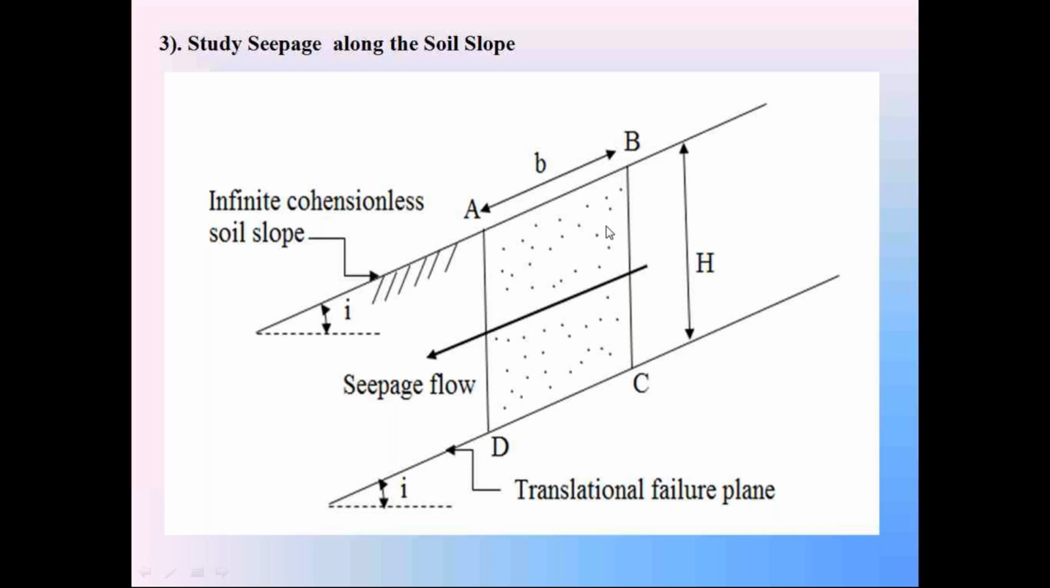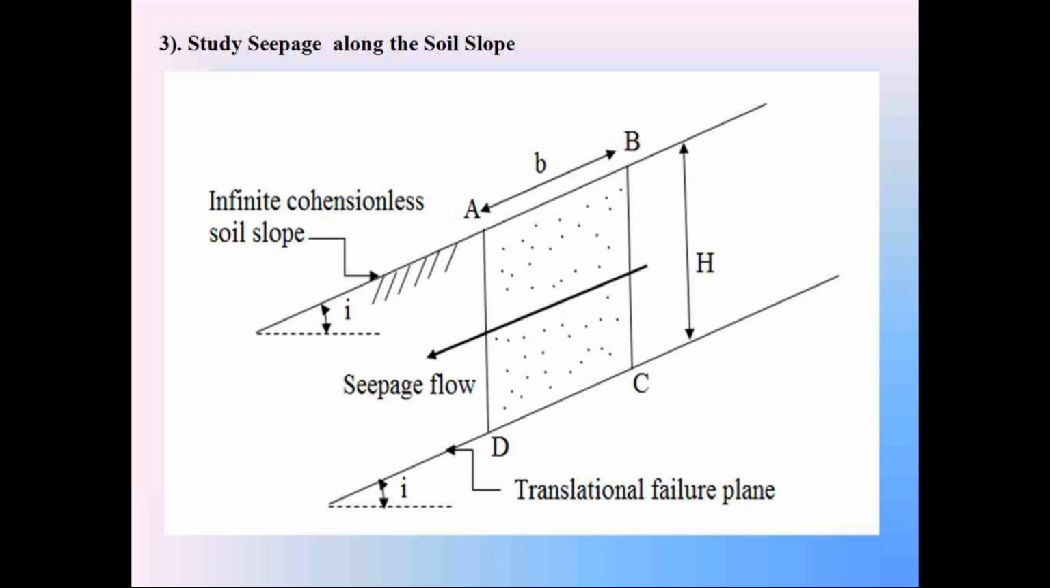We know that in this soil prism, the horizontal width is B cos i. So the area of this soil prism is H into the horizontal width B cos i. That is the area of this soil prism. Take the unit thickness of this soil prism in the perpendicular direction. Then the volume of this soil prism is height H into horizontal width B cos i into the unit thickness 1. So the volume of this soil prism is H into B cos i.